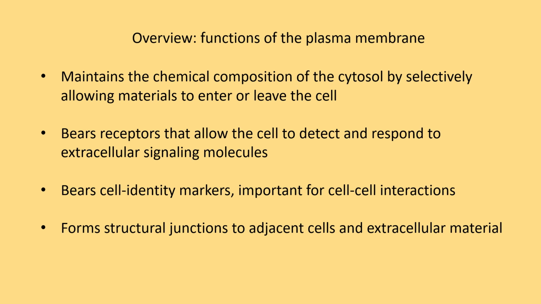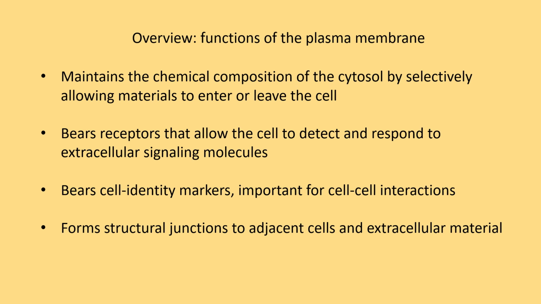So the first bullet point is that the plasma membrane maintains the chemical composition of the cytosol by selectively allowing materials to enter or leave the cell. I've mentioned this before as part of homeostasis. All cells, human cells, bacterial cells, everything in between, they maintain homeostasis, and one aspect of cellular homeostasis is maintaining a relatively constant composition of the cytosol. And the way cells do this is by allowing some materials to enter the cytosol and other materials to leave the cytosol.